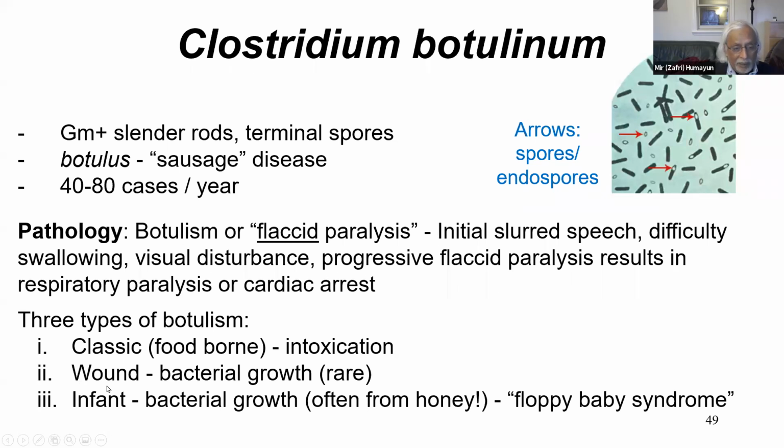The second kind is growth in wounds, which is quite rare. And the third kind, also quite rare, is something that happens only in babies. There's bacterial growth in their intestine. These bacteria are often acquired from honey. That's why you get the admonition never to give honey to babies. Both of these kinds, wound kind and infant kind, are quite rare, much more common is the foodborne intoxication.